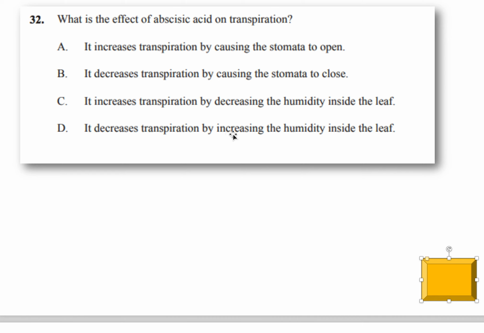By increasing the humidity inside the leaf. See, this is not the right explanation for what it really does. What it does is it causes the stomata to close, okay? It doesn't have anything to do with humidity inside the leaf. That's just a random explanation that they're making up to confuse you. You need to know the right explanation, which is B.